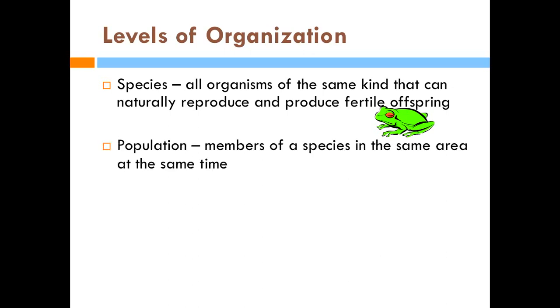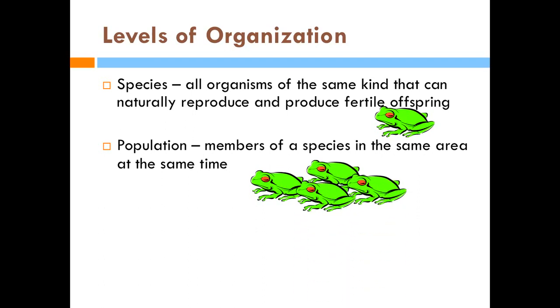Then, when we get a whole bunch of members of the same species living in the same area at the same time, so they are interbreeding, they're interacting with one another, that's a population. So we have our green tree frog, and he has some green tree frog friends. They're all the same species, so this makes up one population.